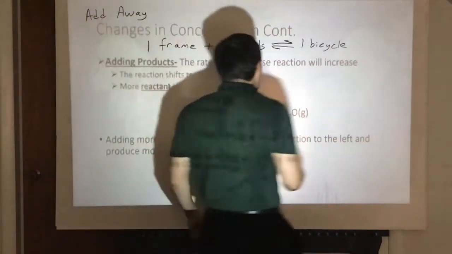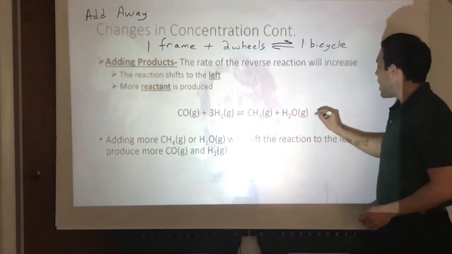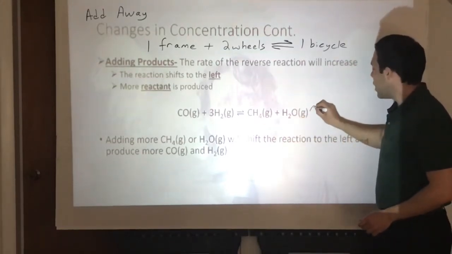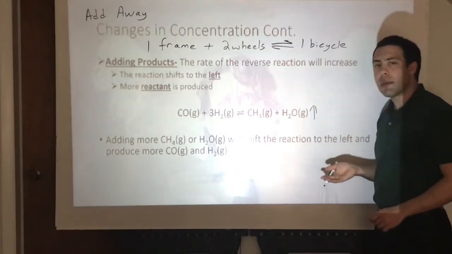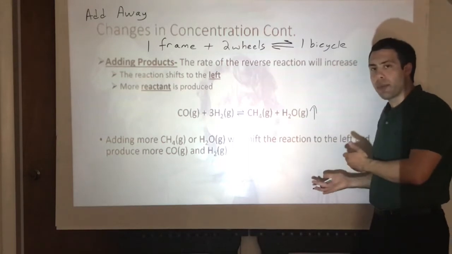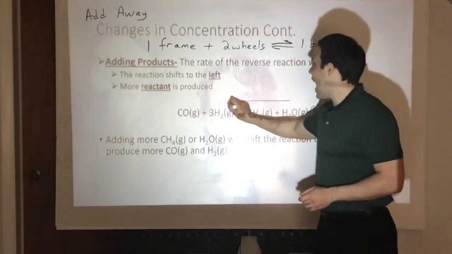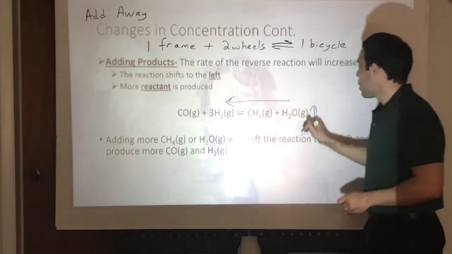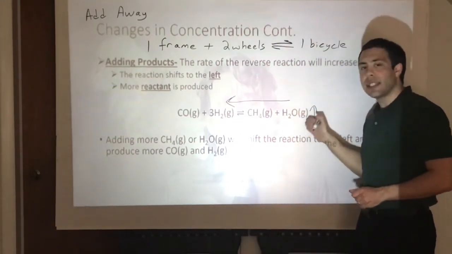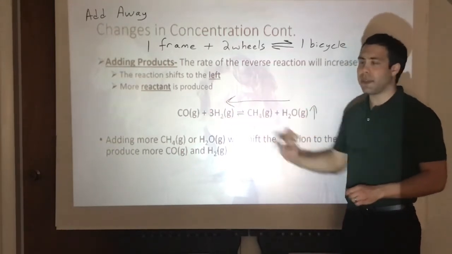This time we're going to the right side, the product side, and if we increase the amount of H2O gas, if we increase the amount of water vapor, the reaction taken out of equilibrium is going to shift to the left. Add, away. We're on the right side. We added something to the right side, so we're going to shift away to the left side.